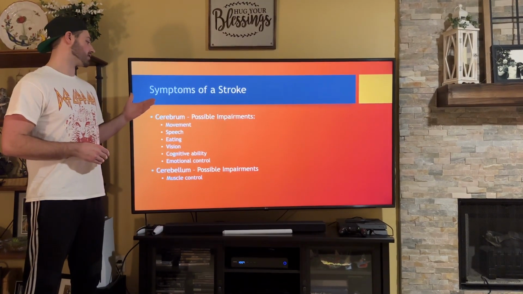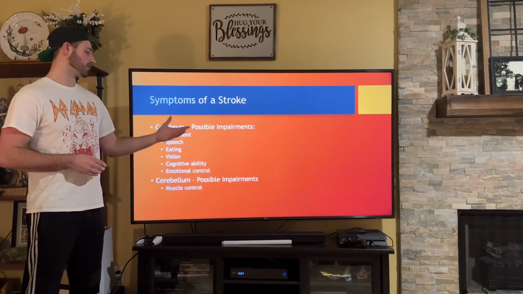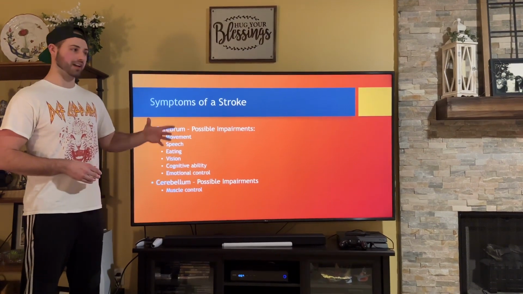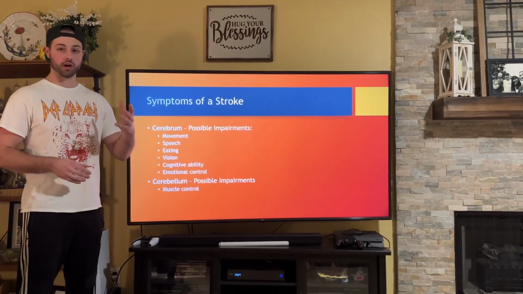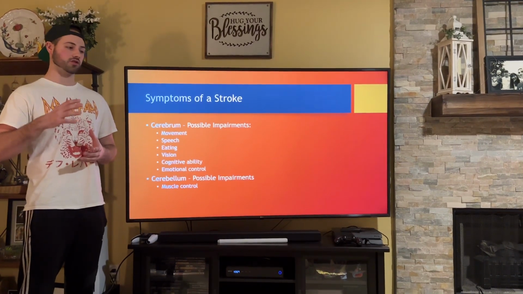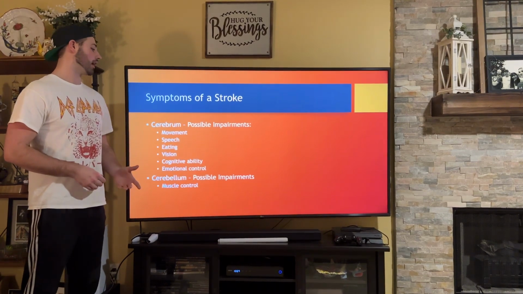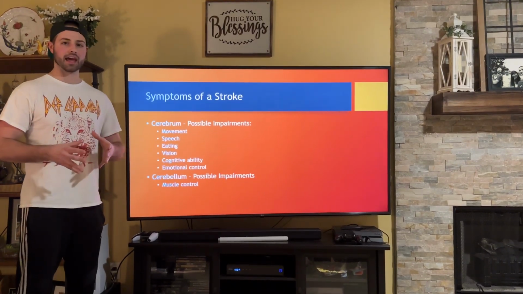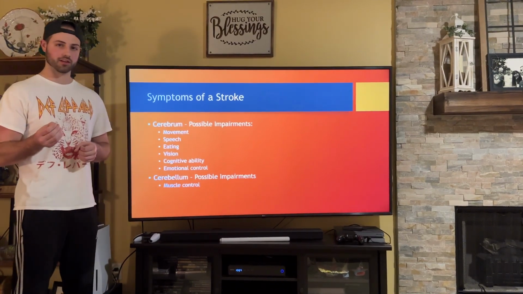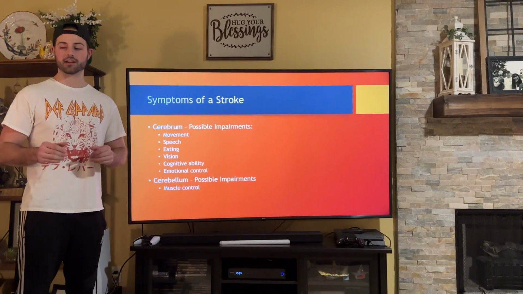So say if the cerebrum of the brain has been affected by a stroke, possible impairments could include movement, speech, eating, vision, or cognitive ability, depending if one or more of the four brain's lobes has experienced a stroke. Now, if the stroke has affected the cerebellum of the brain, possible impairments will really attack our muscle control. That will mean things such as fine motor skills, balance, and coordination might be impaired or lost entirely.